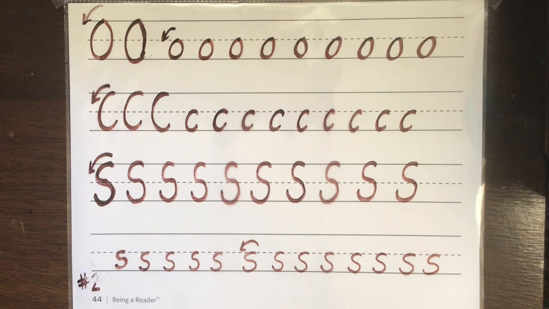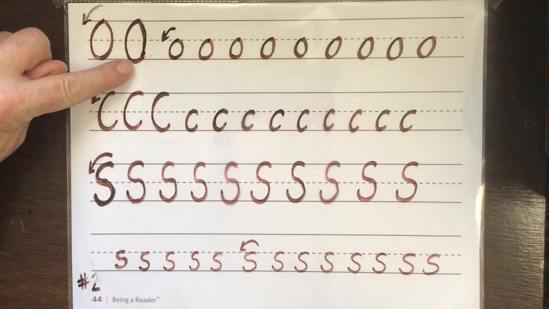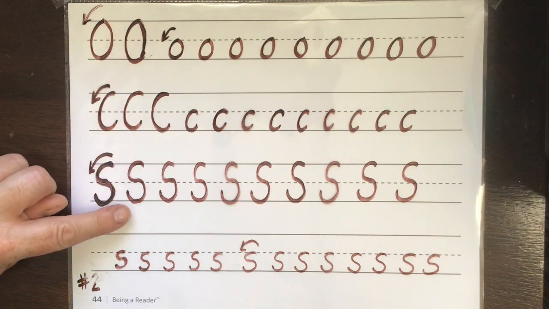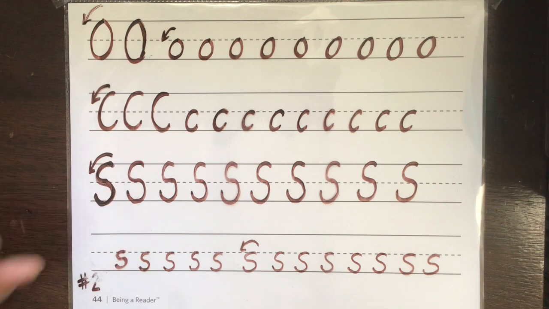So that's the three letters that we're learning for handwriting lesson number two. The O, C, and S. Keep practicing at home, and I'll see you for our next handwriting lesson.